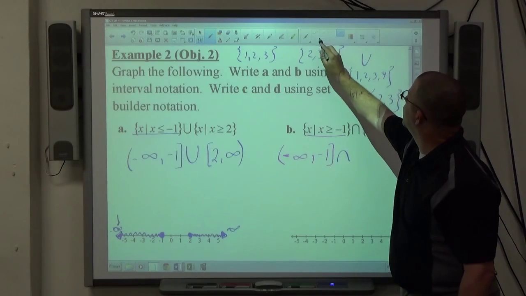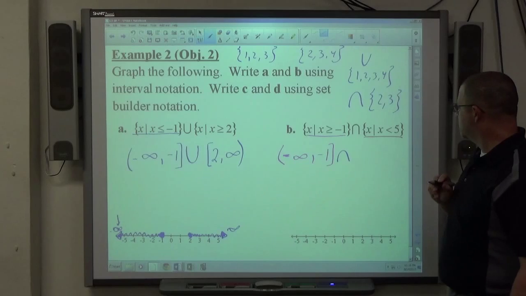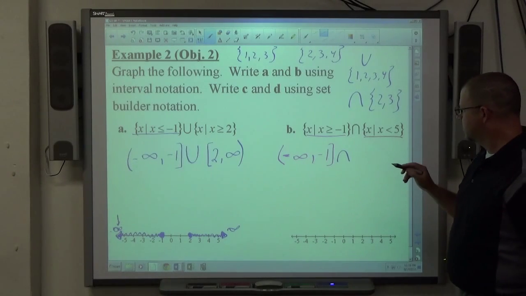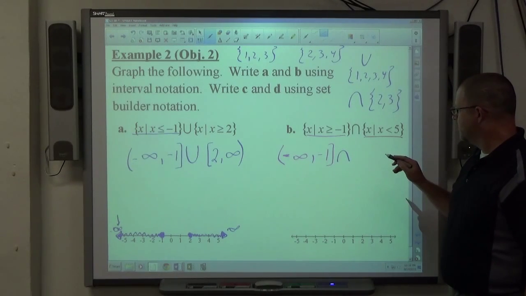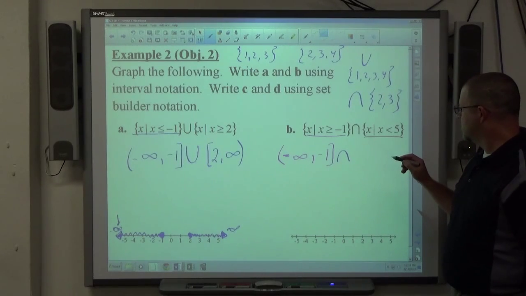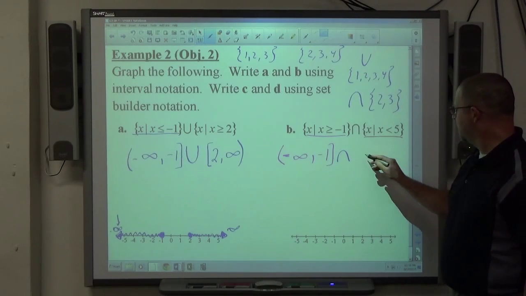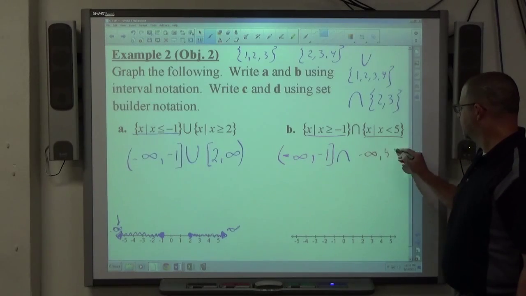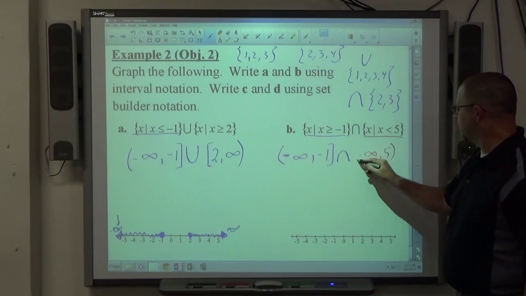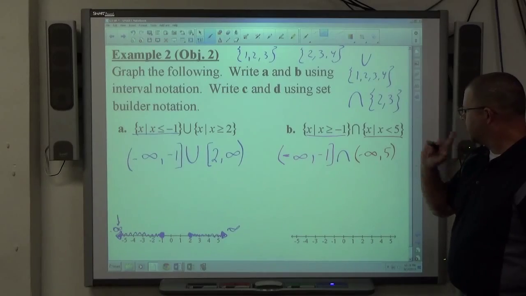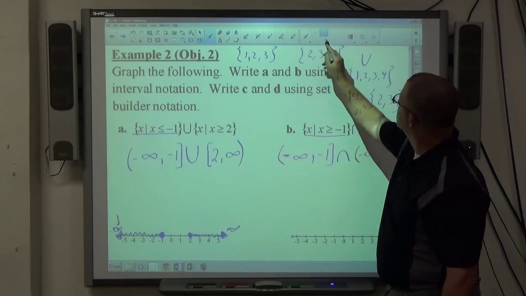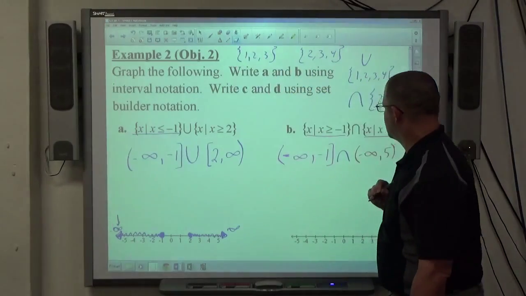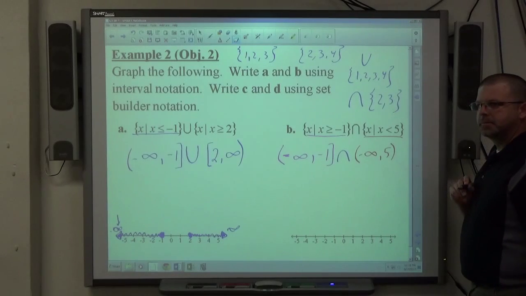And then PJ, what about the other one here, this one? You would have negative infinity, 5, and then they're both parentheses. Both parentheses. And this one's not right, is it? This purple one? What's wrong with the purple one? Now that I look at it.